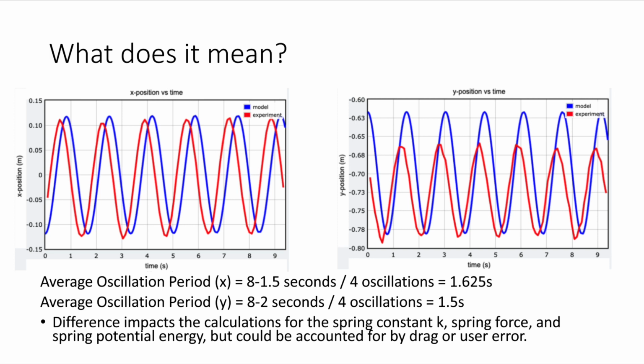I calculated the average oscillation period for x and y by looking at the 4 full middle oscillations and averaging those out. I got 1.625 seconds for an average oscillation period for x and 1.5 seconds for the average oscillation period for y. The difference impacts the calculations for the spring constant K, spring force, and the spring potential energy. I believe they could be accounted for by drag or user error, since I was just estimating where the oscillations ended and began.